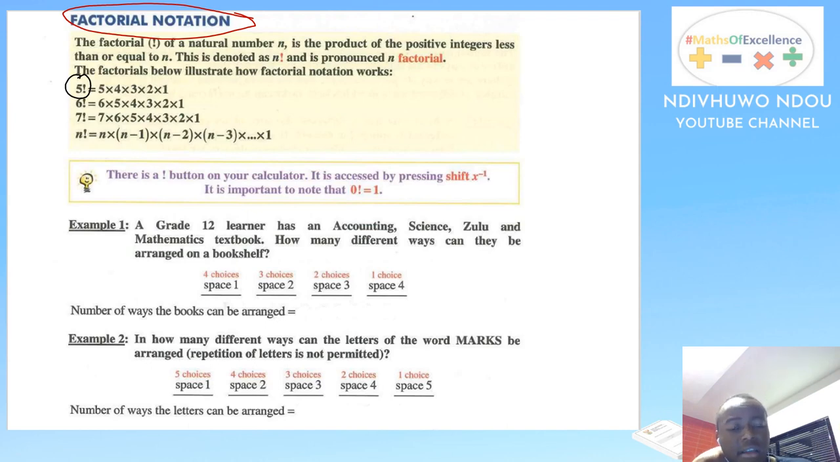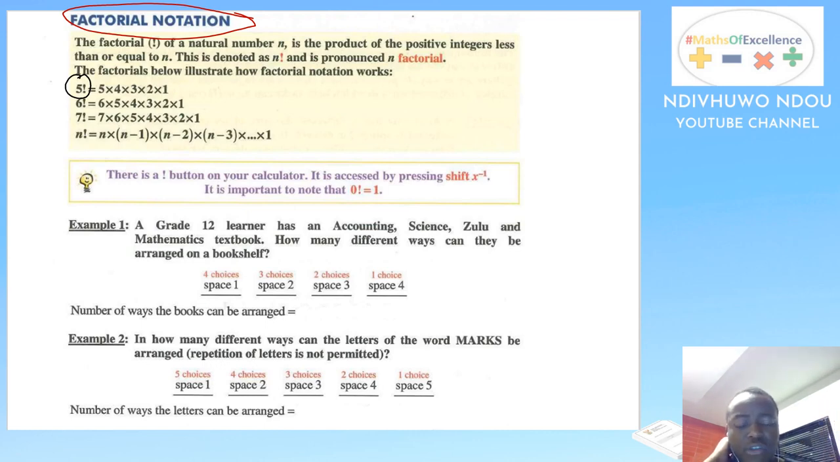You decrease the product by 1 because we are saying less than or equal to n. So we're gonna decrease by 1. We go to 4. We decrease by 1. 3. We decrease by 1. 2. We decrease by 1 up until we reach 1. So we multiply those things. It will stand for 5 factorial.